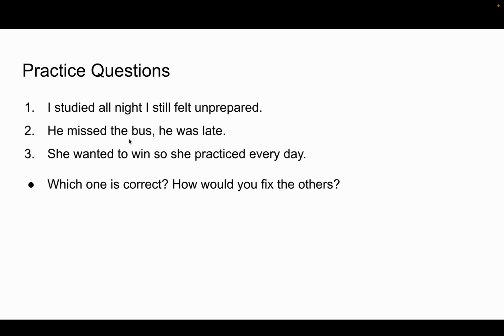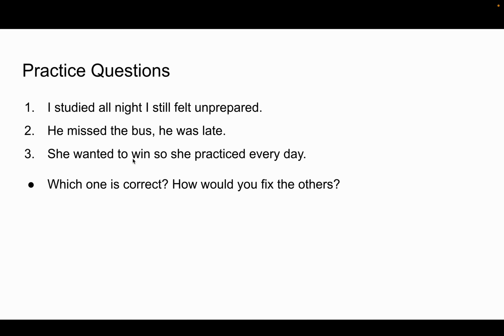"He missed the bus, he was late." This is an example of a comma splice, where you have two full sentences connected with a comma, but there is no conjunction. Again, similarly, you'd fix it the same way. You can add a conjunction here, and that would make sense. "She wanted to win, so she practiced every day."